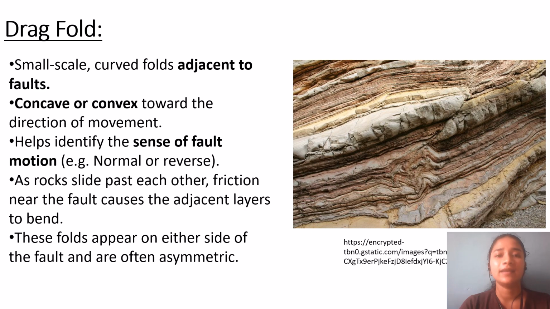So, in essence, drag folds are like little telltale signs right next to a fault, which give us valuable clues about how the rocks have moved and deformed. They are often asymmetric, meaning one side of the fold is steeper than the other, further reflecting the direction of the fault movement. You can clearly see this curvature in the layers in this image.